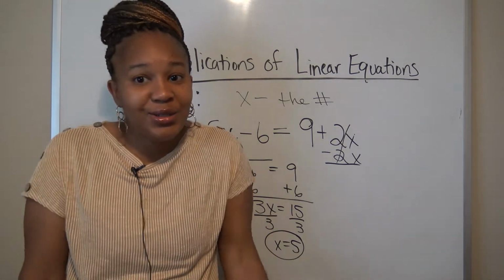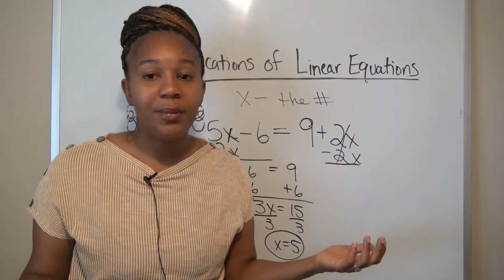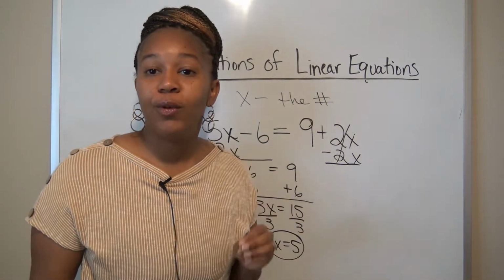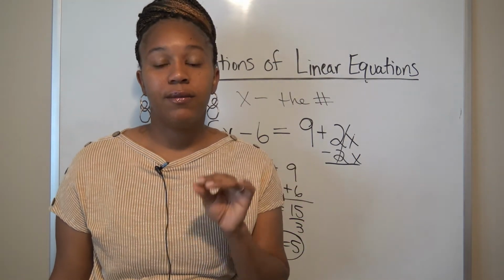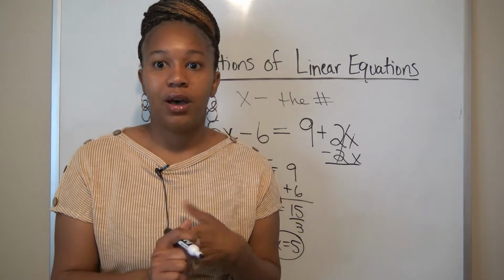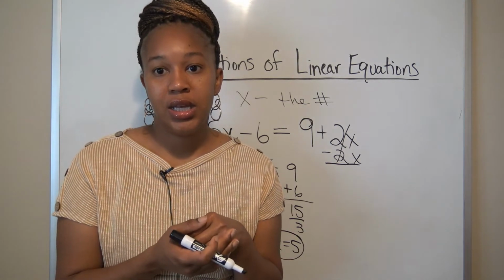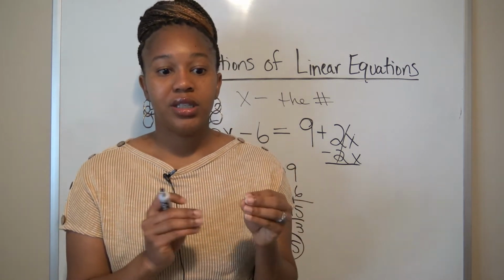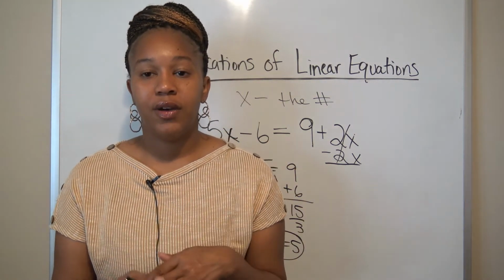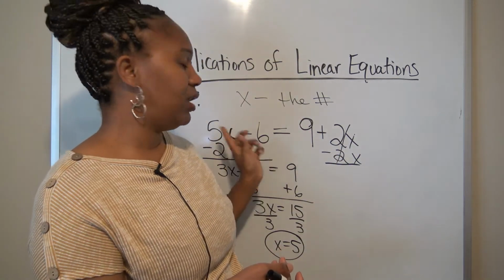Now we'll state the answer. The answer is just the number is 5, because we were looking for a number. So the number is 5, and we'll go and check that. Let's see if that works. If 6 is subtracted from 5 times a number, 5 times 5 is 25. 25 minus 6 is 19, which is basically what the left side of the equation says.